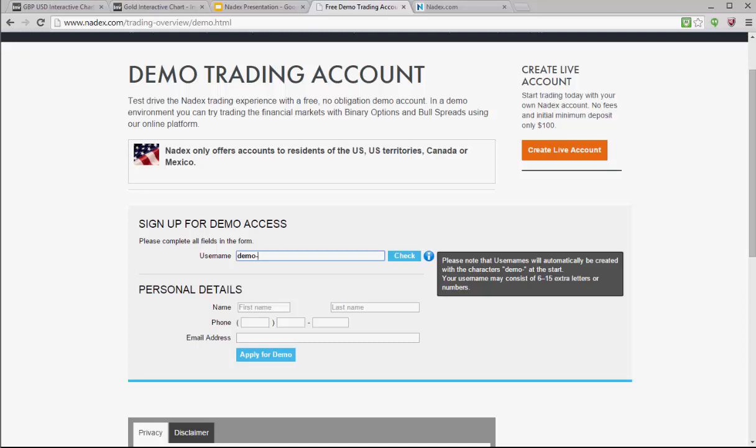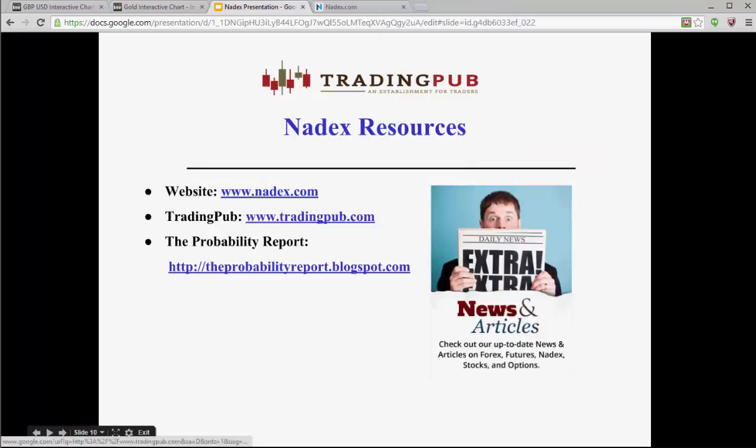I'm sorry, they've actually updated this. Now you can be a resident of the U.S., U.S. territories, Canada, or Mexico. So I just learned something. So that's Nadex, pretty easy to get to.